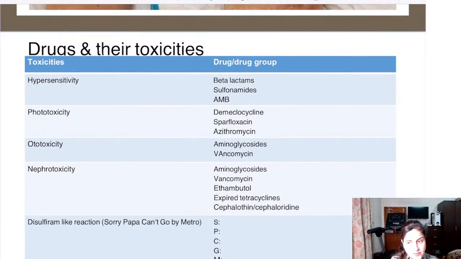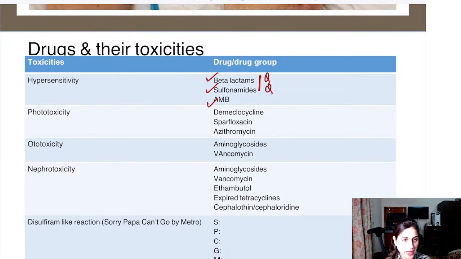So hypersensitivity is the most important side effect seen with beta-lactams, sulfonamides, and amphotericin. Especially these two have been asked before. Sulfonamides, any sulfur-containing drug, has a tendency to cause a hypersensitivity reaction. So sulfonamides and beta-lactams have high chances of hypersensitivity. And beta-lactams can cause any type of hypersensitivity reaction.